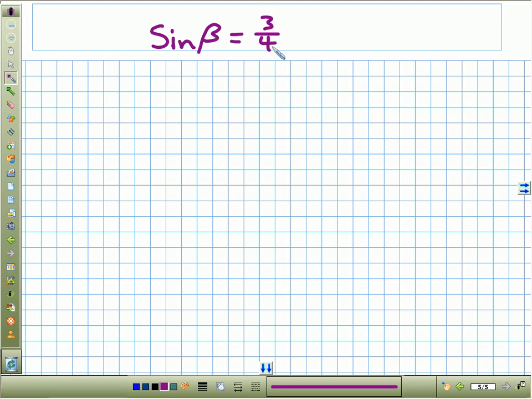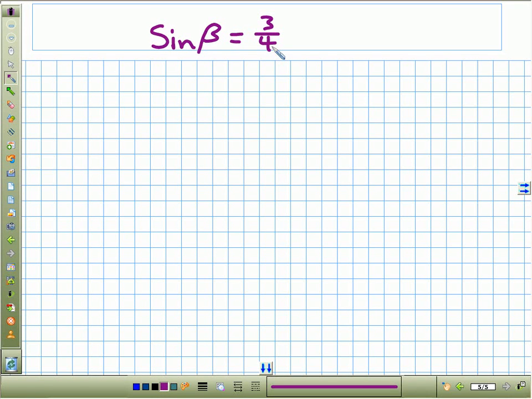But the problem here is we won't be able to find 3/4 on the unit circle. It's not one of those special numbers that we have on the unit circle. So we need a different approach to find out what the solution is. In other words, we're trying to find out where sine beta equals 3/4. Now here's the technique that I would recommend to you. I'm going to recommend that you use your calculator and solve this by graphing.